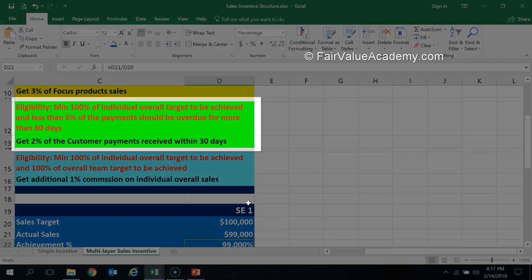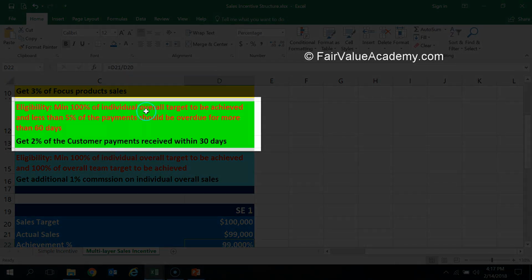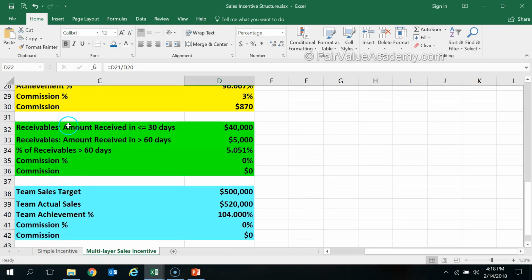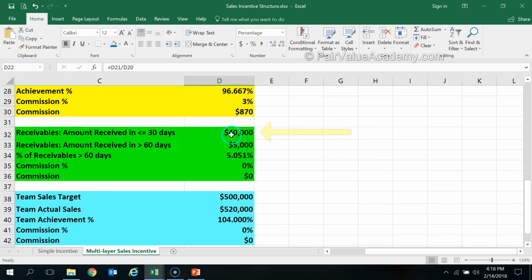Now the conditions for receivable is 100% of overall sales target, and less than 5% of the payments from customer should have been overdue for more than 60 days. So we are considering two figures here. One, what is the amount received in less than 30 days for that particular period for the sale done in that period? And second, receivables amount received in more than 60 days for the sale done in the period for which incentive is calculated. So let's say these are the two figures.